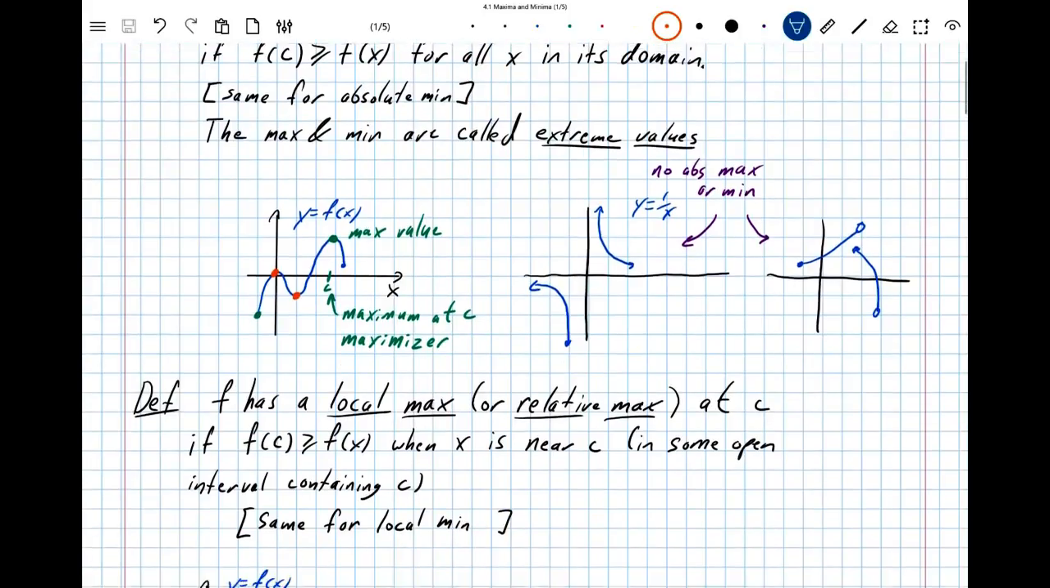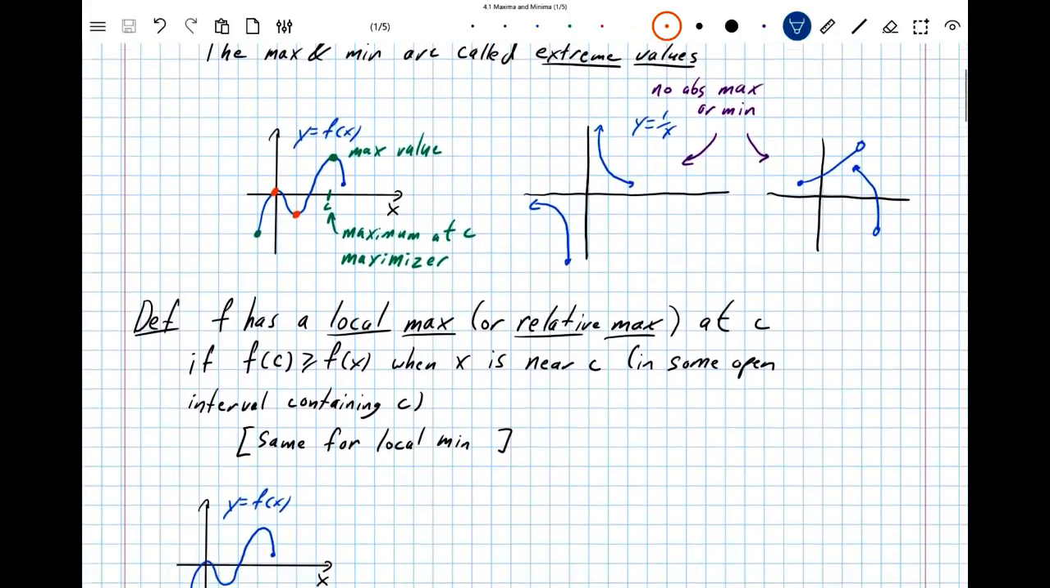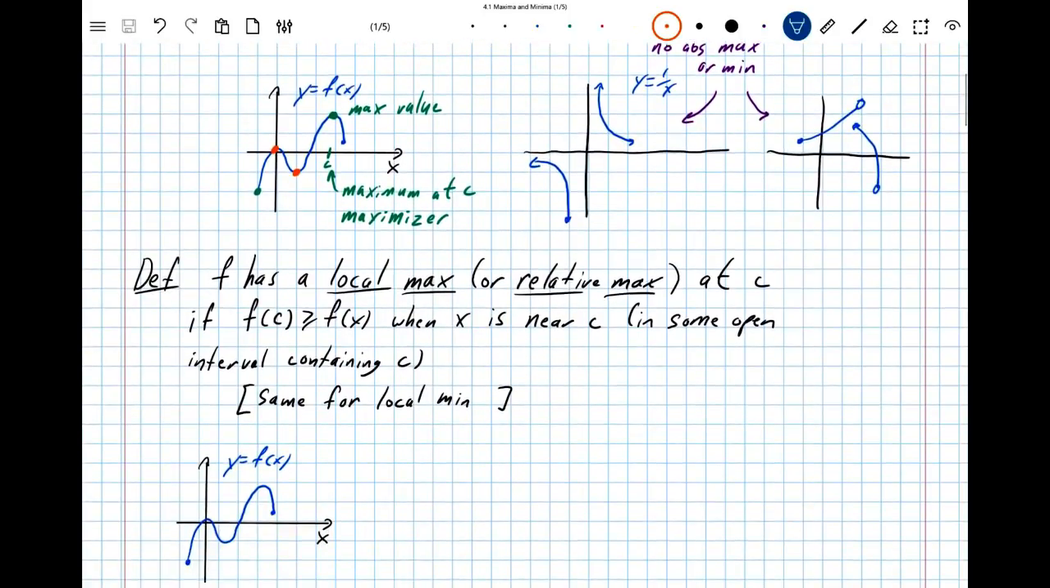So our next definition is a local max, also called a relative max, at c, if the function value at c is bigger or equal to f of x when x is near c. This is the only difference between absolute and local: we only care about close to it. And if you want to get more precise, we mean in some open interval containing c.